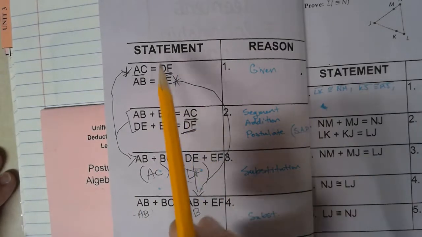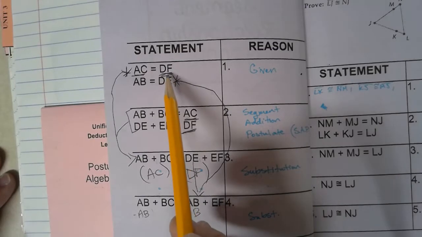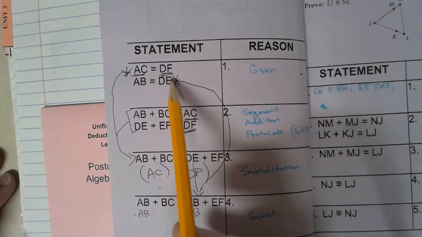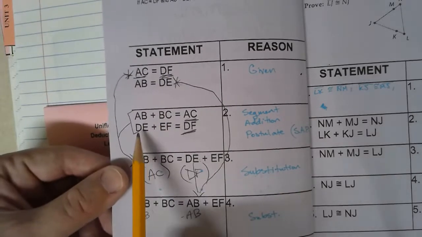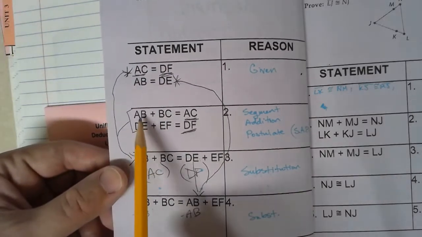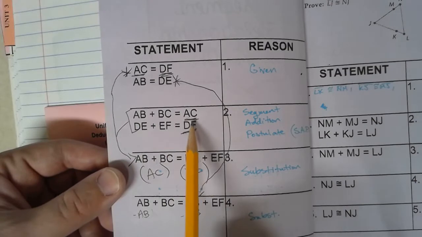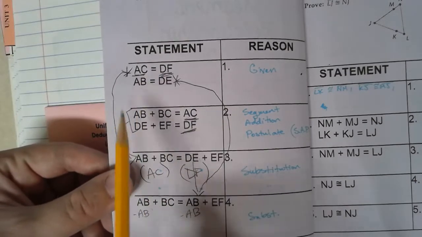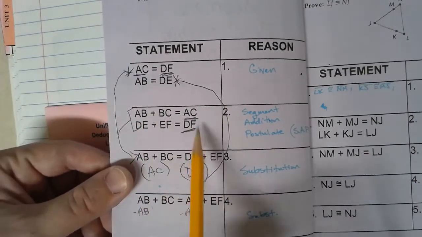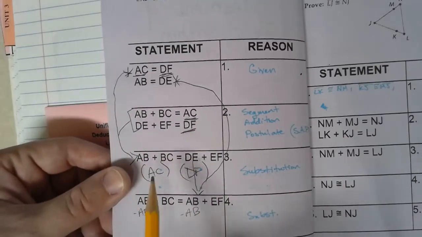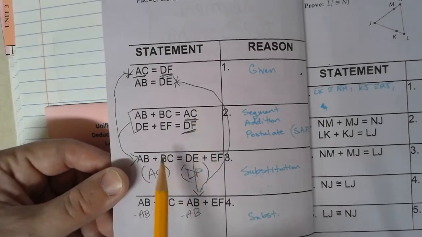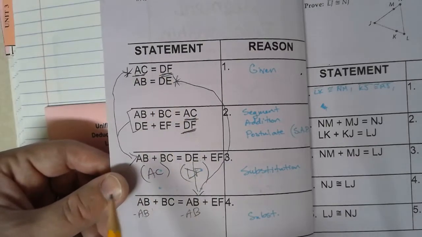So I have to look back at my very beginning. The very beginning told me that AC is equal to DF. That's what it told me in my very first statement. And then if you look in our second statement, we further expanded our definition of AC and DF. We said AB plus BC is equal to AC, and DE plus EF is equal to DF. So we have AC and DF here and AC and DF here.